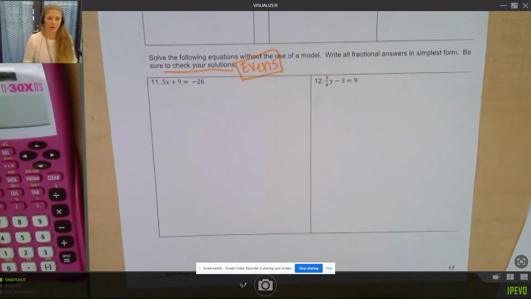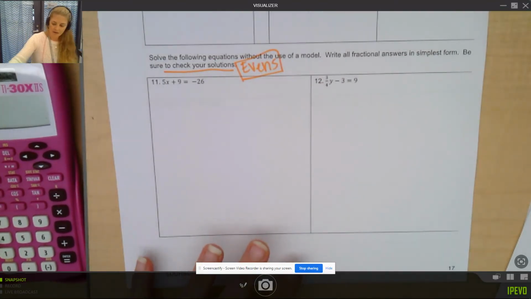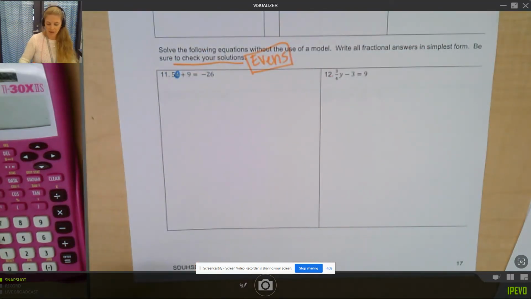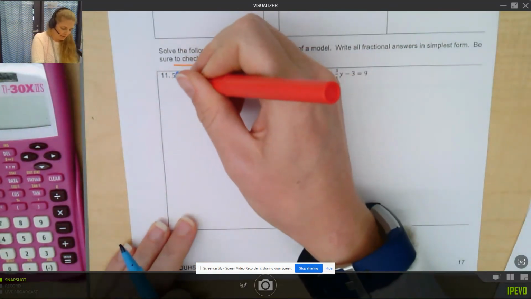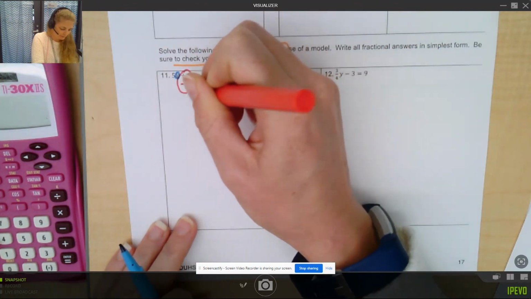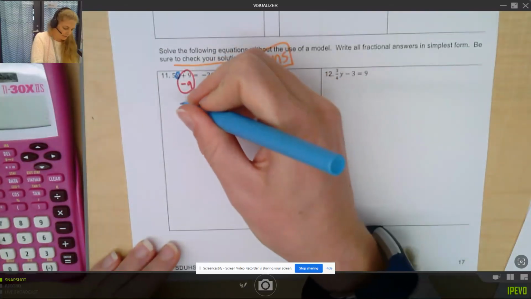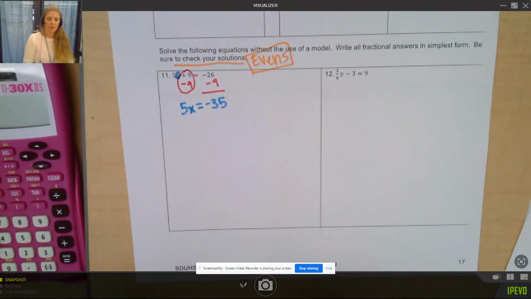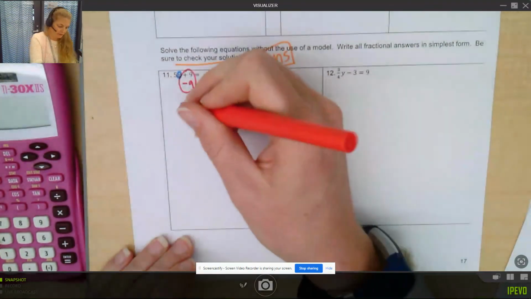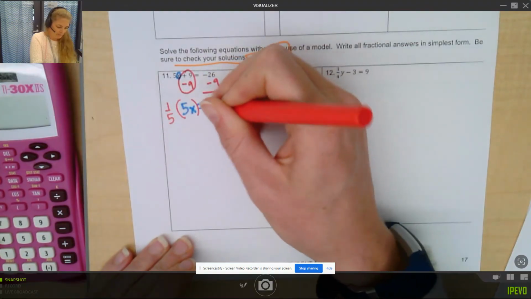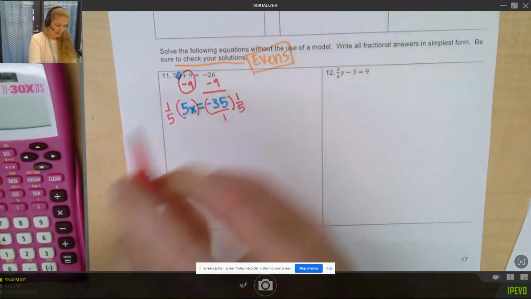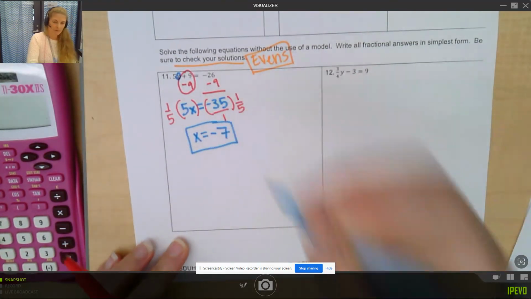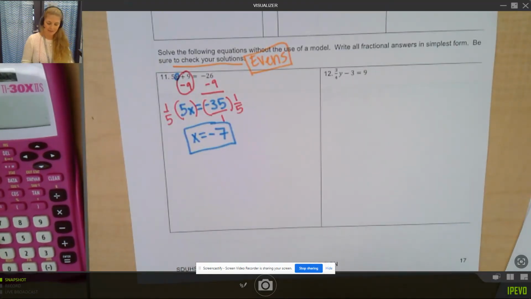Okay, let's look at 11 and 12 together. So 11, again, what's your goal? Isolate the variable. So we're solving for x here. The first thing I want to do, how do you undo plus 9 to both sides? You're going to subtract 9 on both sides. When you do that, we end up with 5x is equal to negative 35. How do you undo multiplying by 5? The multiplicative inverse, which is 1/5. So I'm going to take 1/5 of both sides. And when I do that, I get x is equal to negative 7. Like I said, we're just going to verify the evens today for the rest of the lesson.